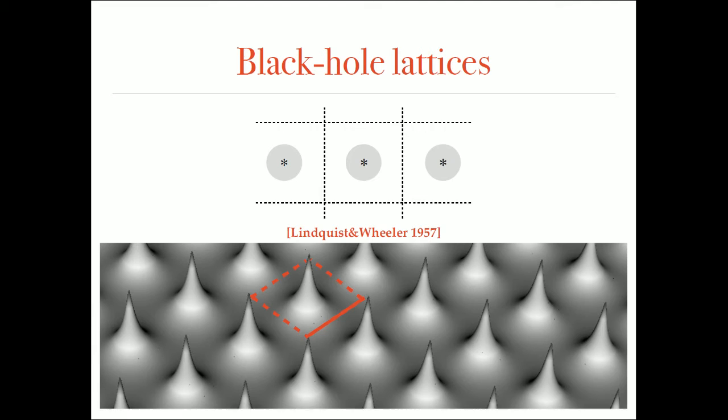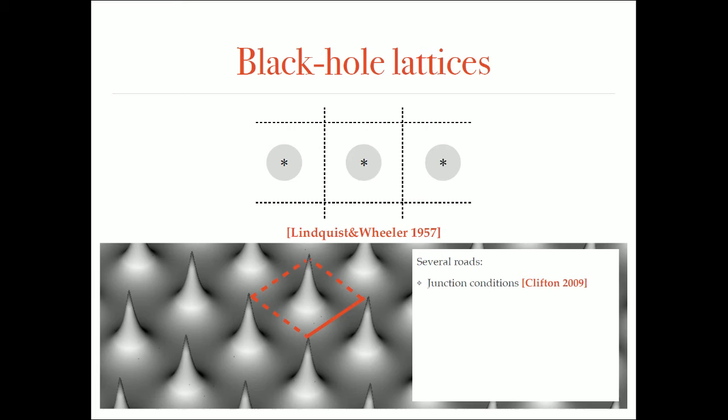There are several roads. The first thing is that you can construct these solutions by applying the so-called general relativity junction conditions. So what you have is that there's a prescription for certain components of the metric, or more precisely of the second fundamental form, that need to be matched at the boundaries. And these conditions tell you everything you need to know about this solution.